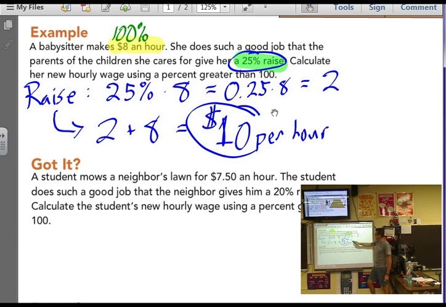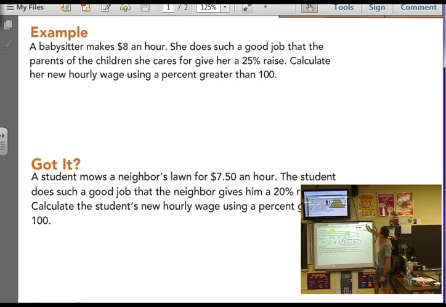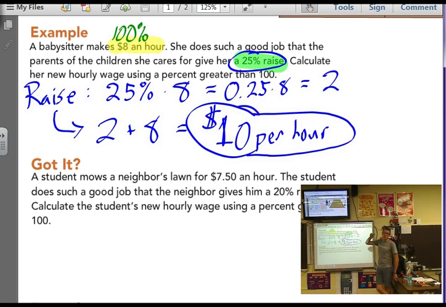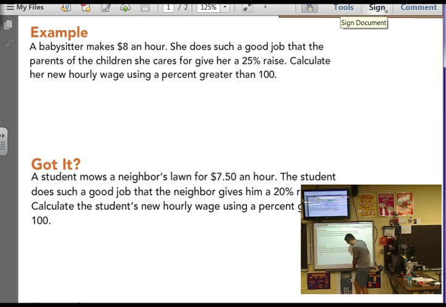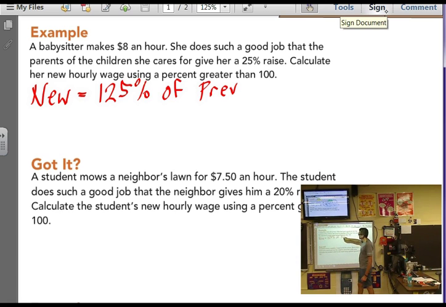So actually we should go ahead and put the unit of per hour, because this is actually our unit rate. So now if I want to do this the other way, where I combine my percentages, I start by saying that the new value will be 125% of the previous. So my new pay will be 125% of my previous, or my original. So then I convert my 125% to a decimal, which becomes 1.25.